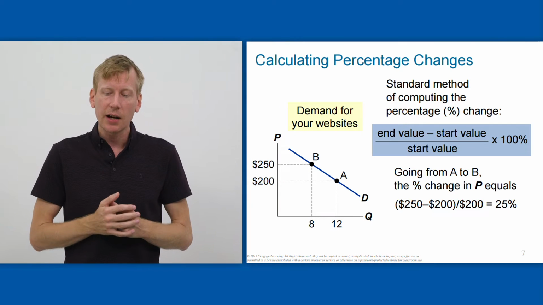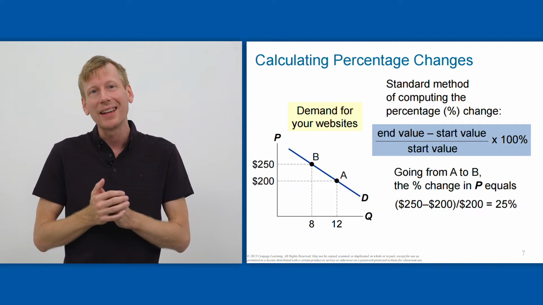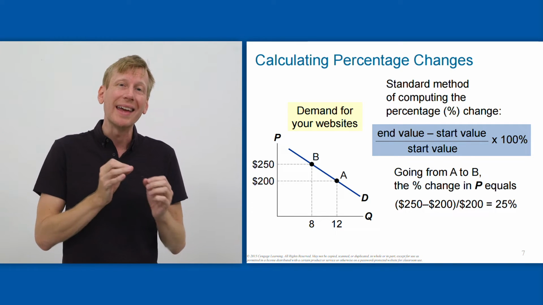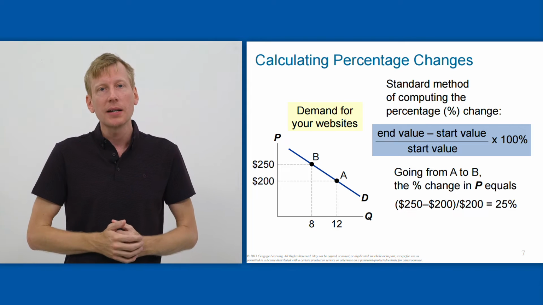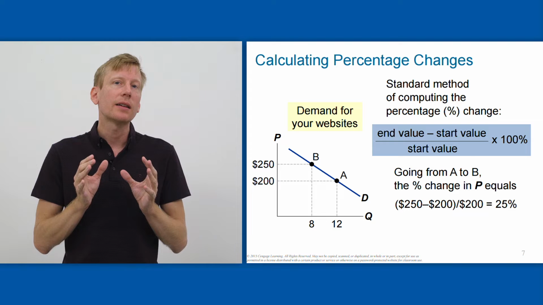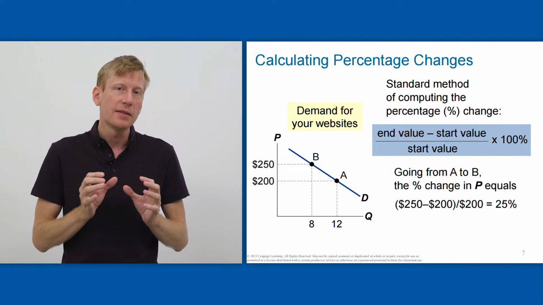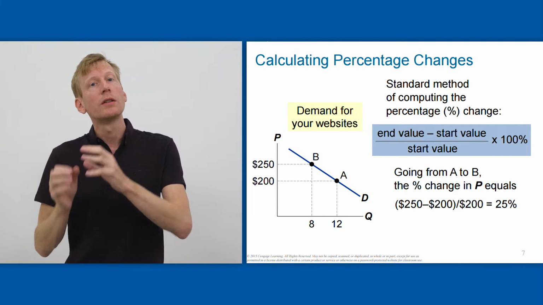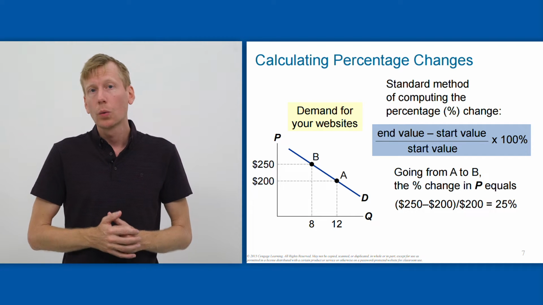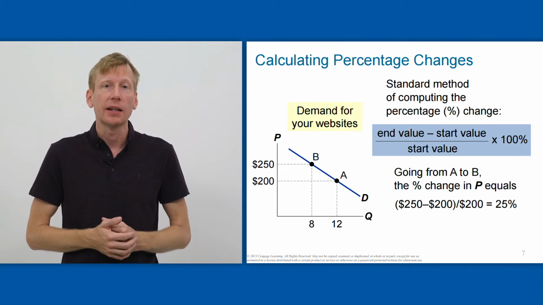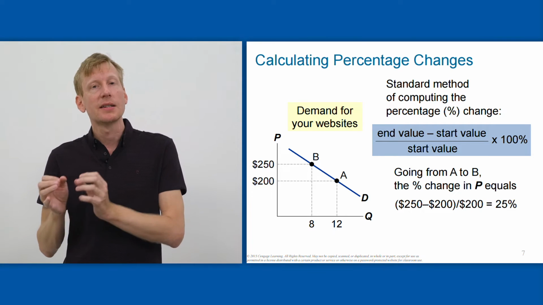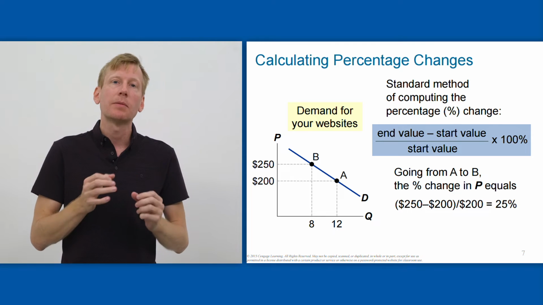As you can see in the slide now, the example of moving from point A to point B gives us a decrease in quantity from 12 to 8 and an increase in price from 200 to 250. So now we need to calculate what the percentage change is, given those points, so that we can use the percentage change to calculate the elasticity. We could take one simple formula for calculating the percentage change, being the end value, B, minus the start value, A, divided by the starting value.